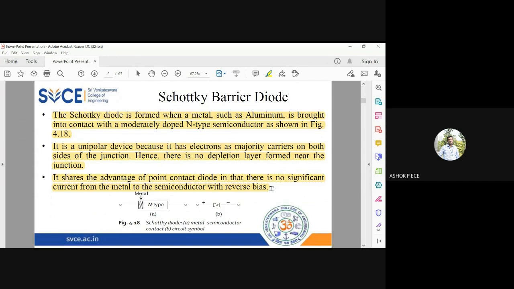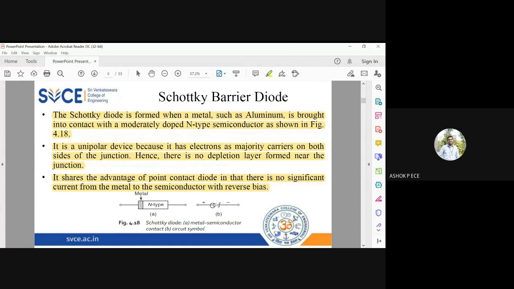Because the Fermi level of the metal is very much lower than the Fermi level of the semiconductor, it takes a huge amount of energy for the electrons to go from the lower level to the upper level. That much energy is not available in the form of the biasing. So they say that there is no significant current flow from the metal to semiconductor when you reverse bias your Schottky diode.